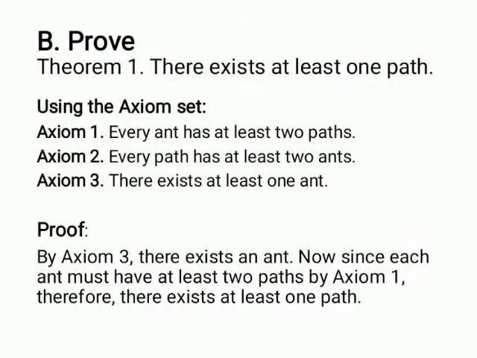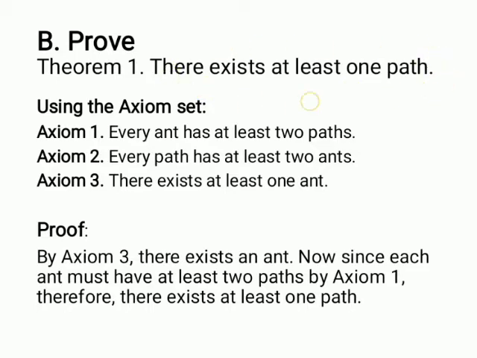So, let's proceed to B. Prove Theorem 1. Ano nga ba yung Theorem 1 natin? So, Theorem 1, there exists at least one path. So, ito yung Theorem 1 natin. There exists at least one path. So, meron daw at least one path, kahit isang daanan. So, using the axiom set, here is our proof. Here in our proof, we use axiom 3 and axiom 1 to prove Theorem 1, which is stated here that there exists at least one path.